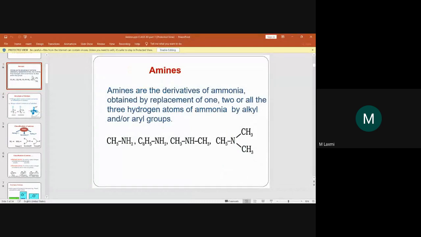We'll move to the chapter amines. So, amines, as the name indicates, are derivatives of ammonia. What is the formula for ammonia? NH3 is the formula for ammonia. Replace one hydrogen, two hydrogen, or all three hydrogen atoms of ammonia by an R group. This R group can be an alkyl group or an aryl group. So amines have the general formula RNH2. They are prepared by replacing hydrogen of ammonia with alkyl or aryl groups.